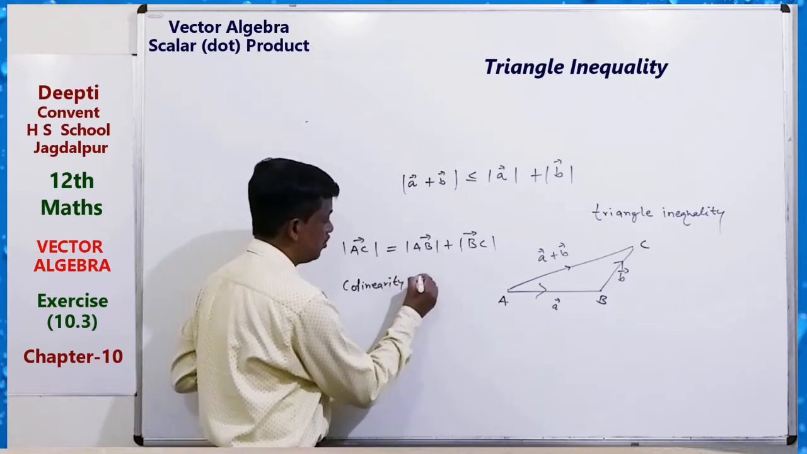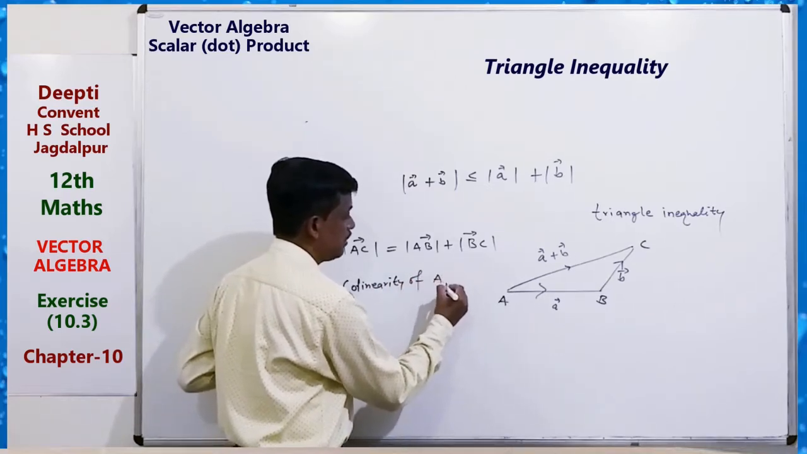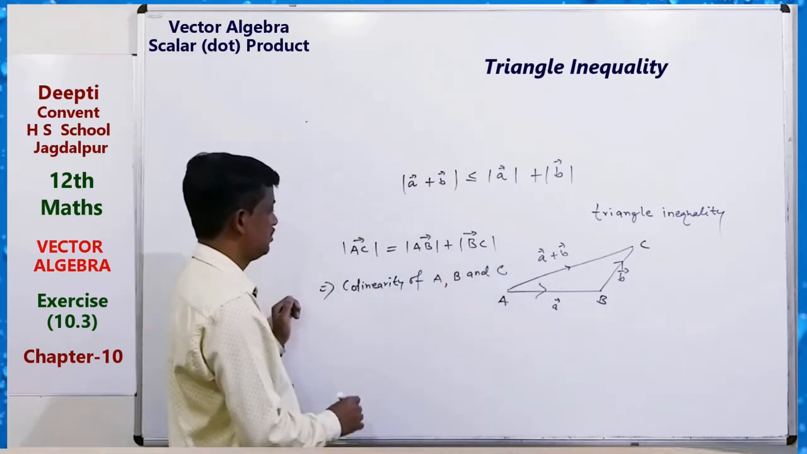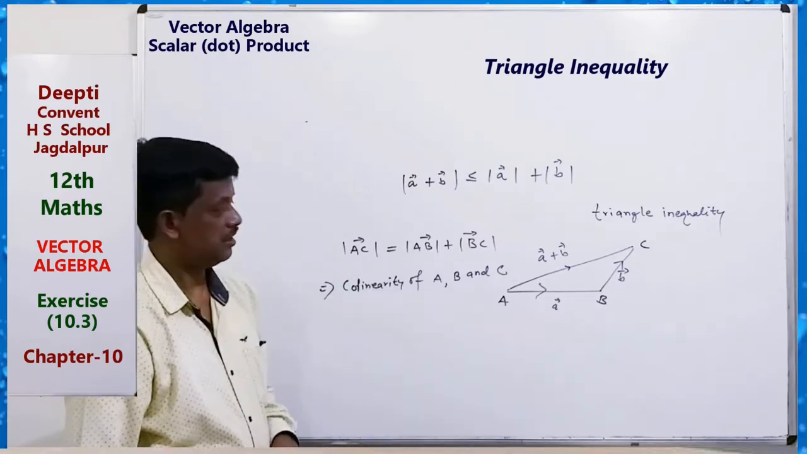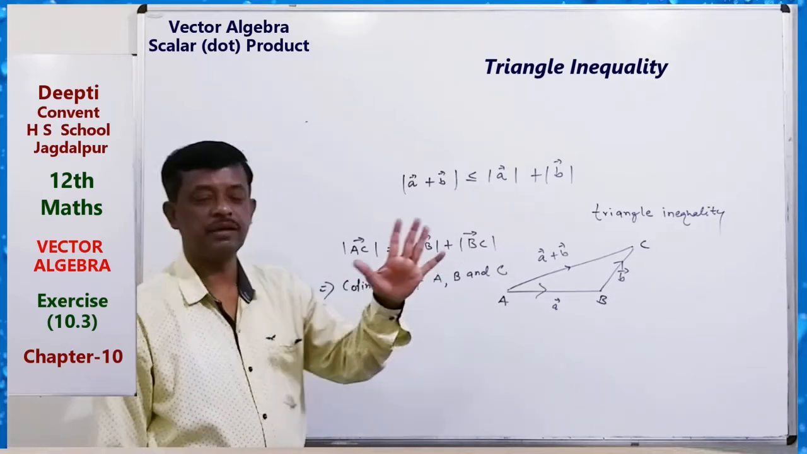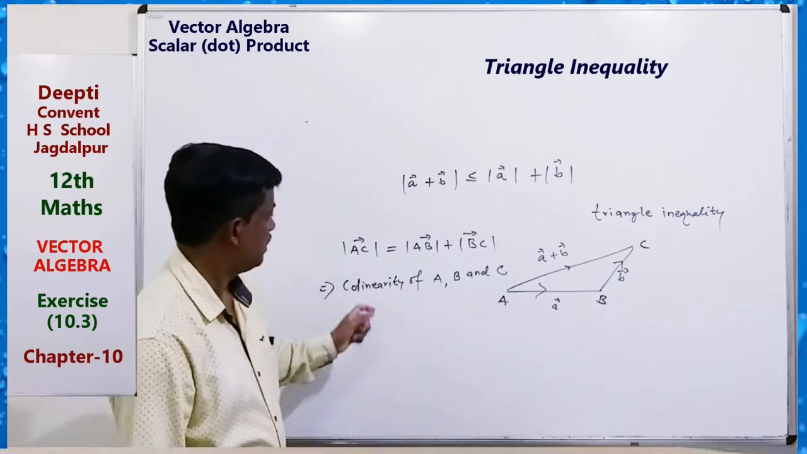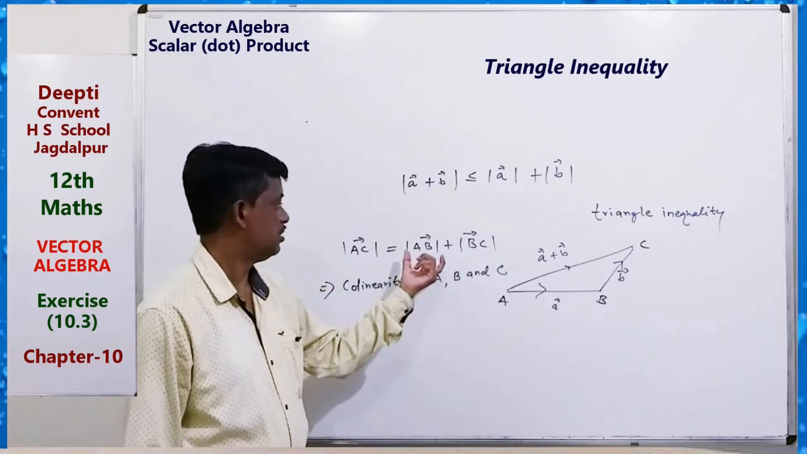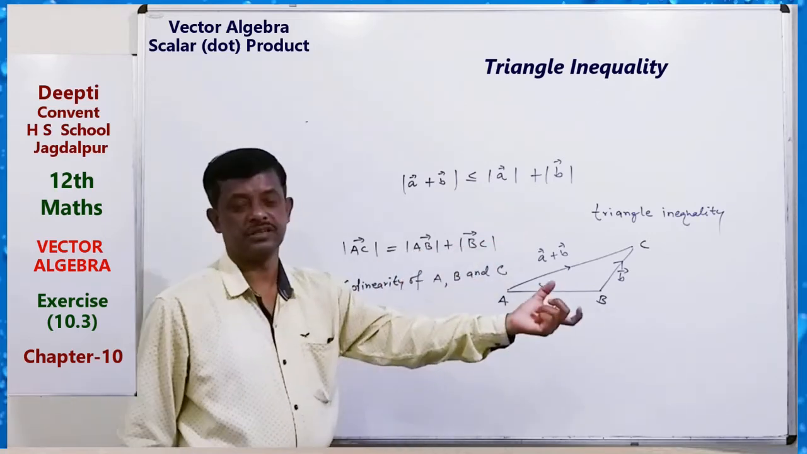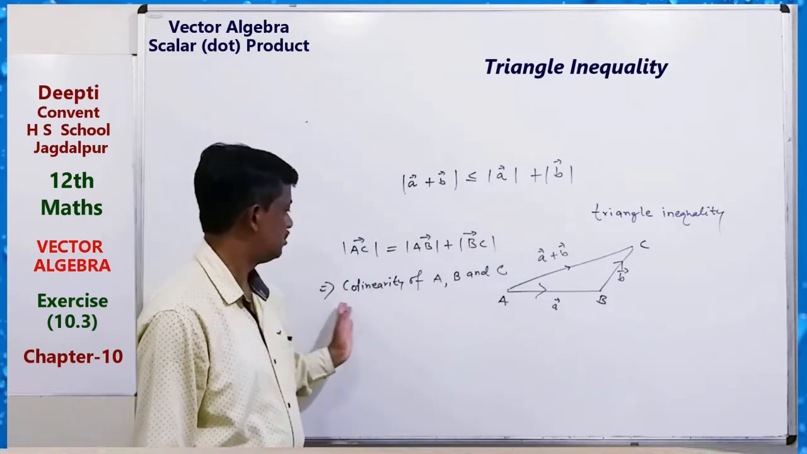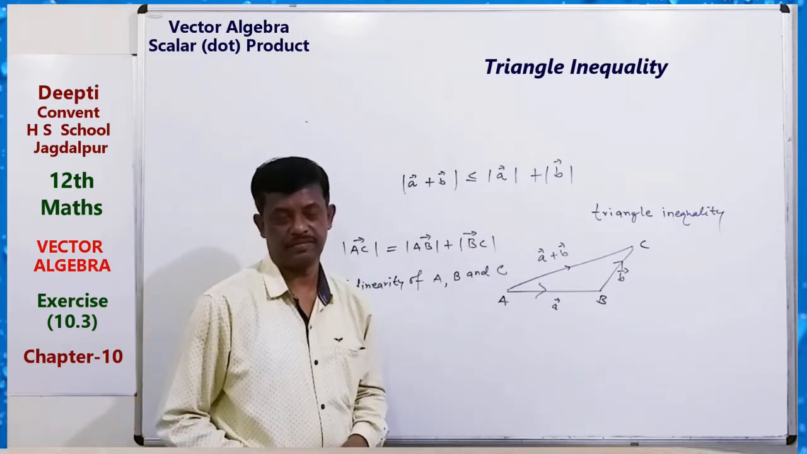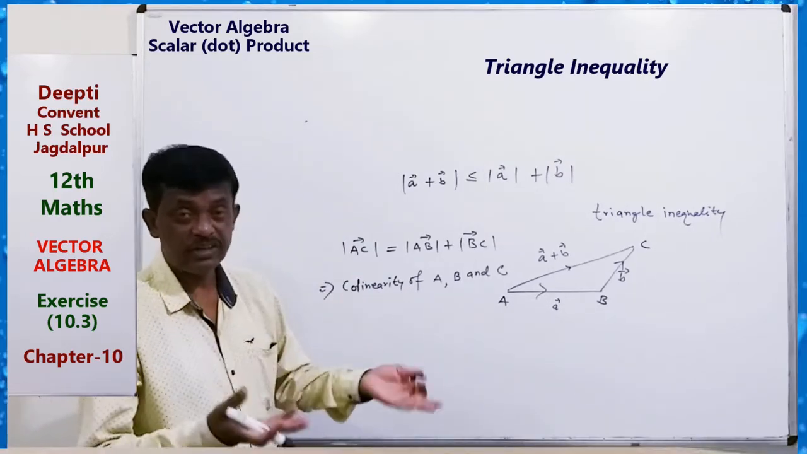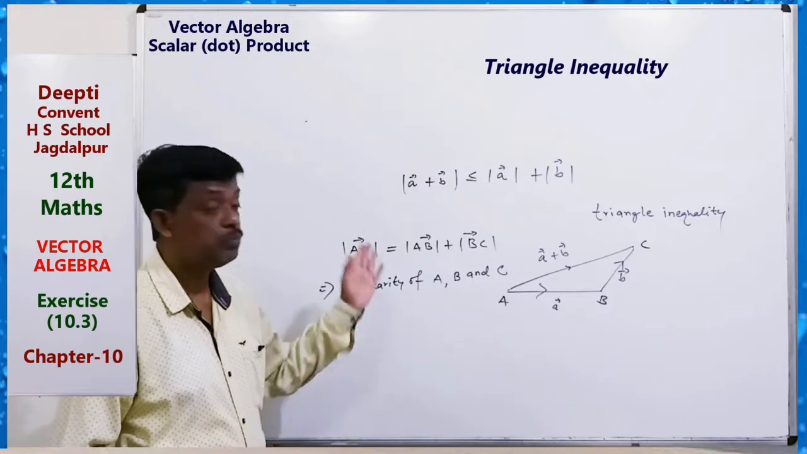Collinearity of A, B and C. This shows that if A, B, C are three points and mod AB plus mod BC equals mod AC, then we can say that the three points are collinear. Clear? This is a very important part for proving collinearity of three points.